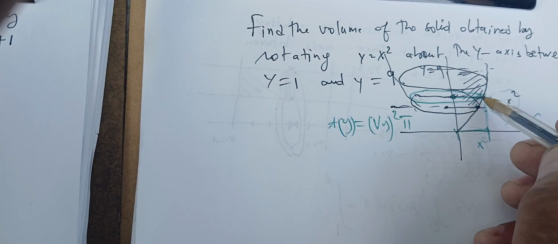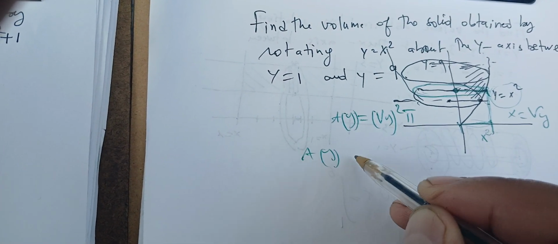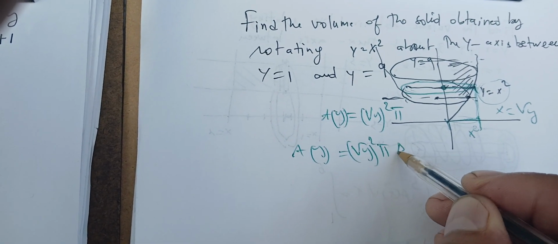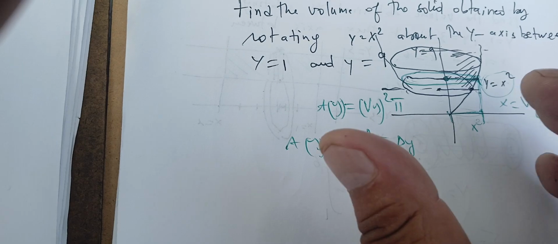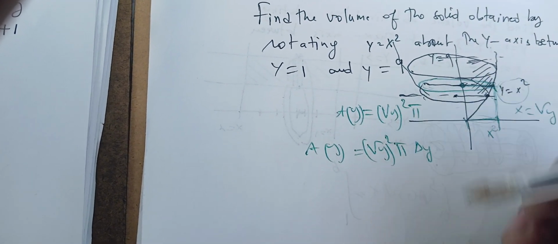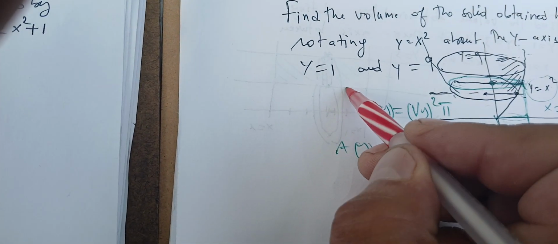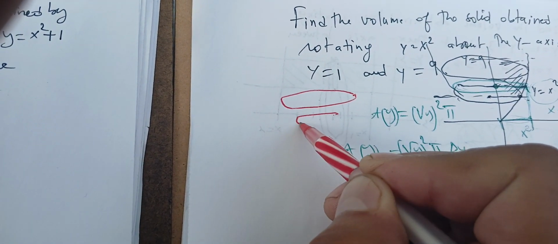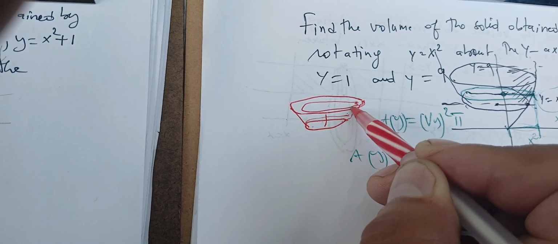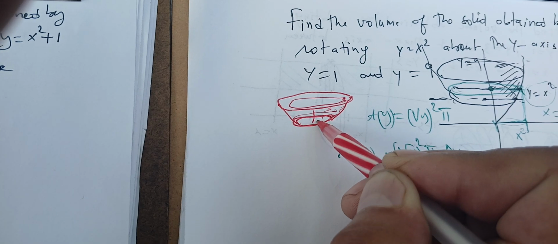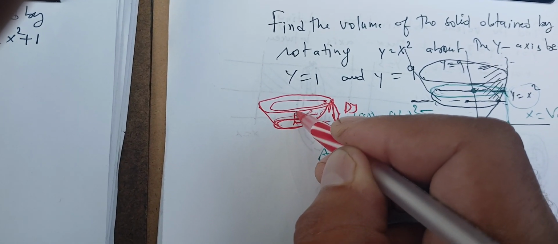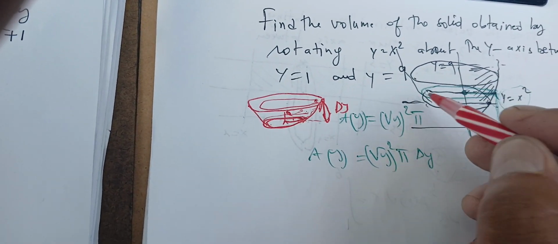This is the cross-sectional area. If I multiply the square root of y squared times pi by a small delta y, I get the small volume. It's gonna be something like this. This is my delta y. So if I sum up, I'm gonna obtain the whole volume.